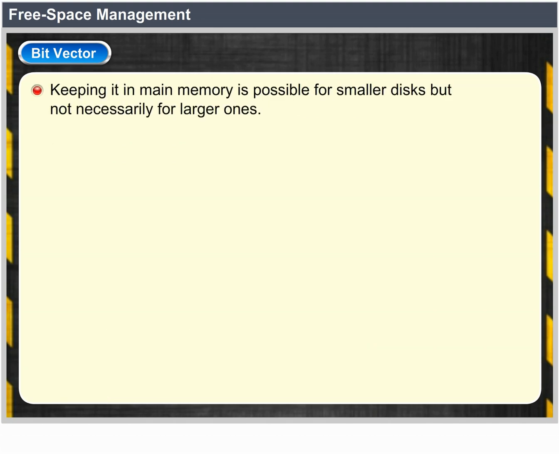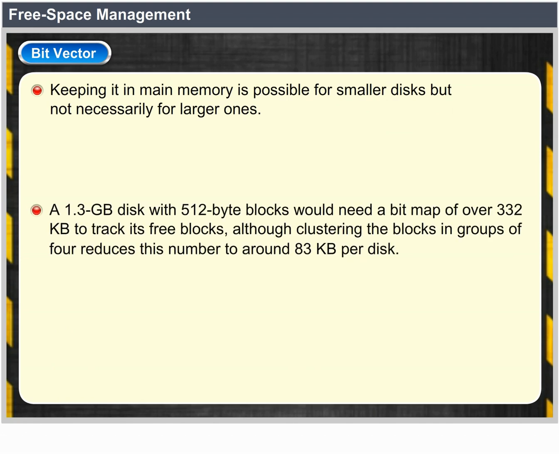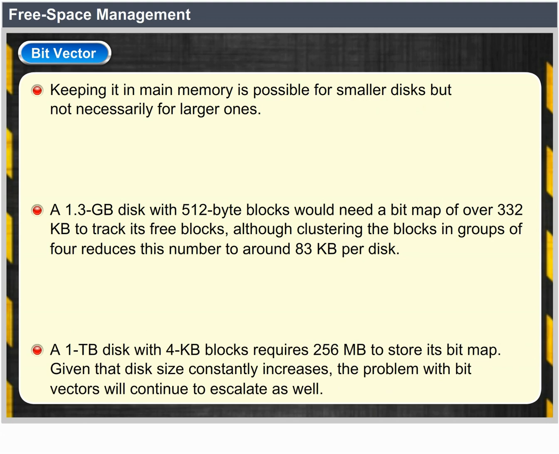A 1.3 GB disk with 512 byte blocks would need a bitmap of over 332 KB to track its free blocks, although clustering the blocks in groups of 4 reduces this number to around 83 KB per disk. A 1 TB disk with 4 KB blocks requires 256 MB to store its bitmap. Given that disk size constantly increases, the problem with bit vectors will continue to escalate as well.